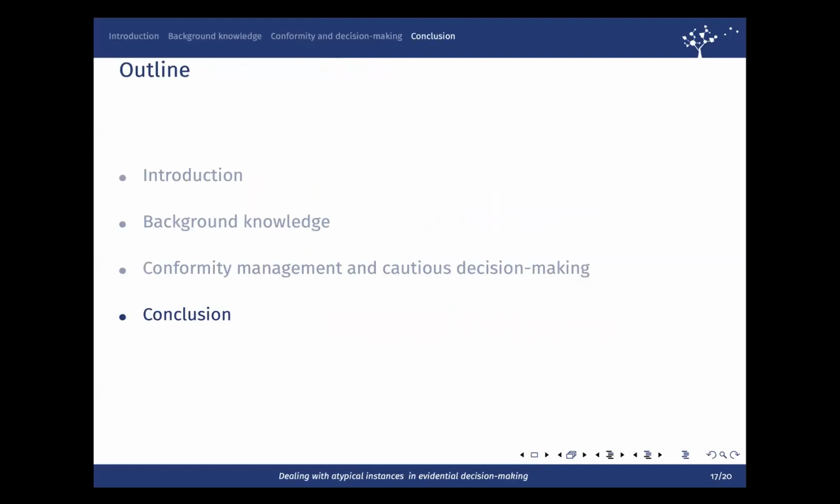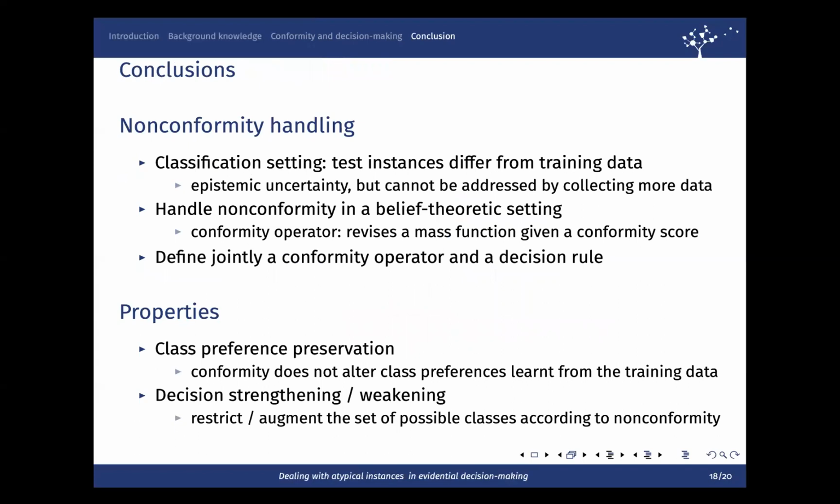Okay, let's go to the conclusion. We have presented here a work in which we want to handle non-conformity in a classification setting. Basically, we might have test instances which differ from the training data. It is a kind of epistemic uncertainty, but it cannot be addressed by collecting more training information. And we want to handle this non-conformity in a belief theoretic setting. So we define a conformity operator, which makes it possible to propagate a conformity degree through the mass function, by revising the mass function according to the conformity level.